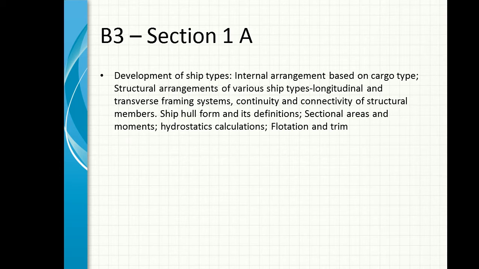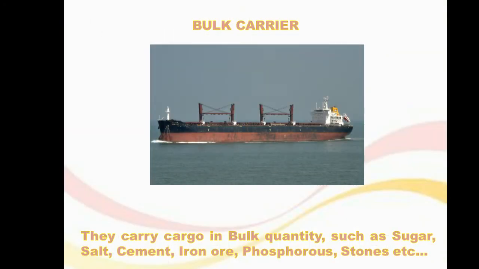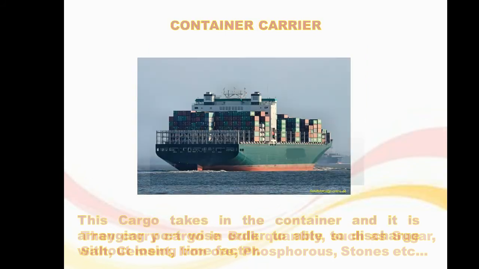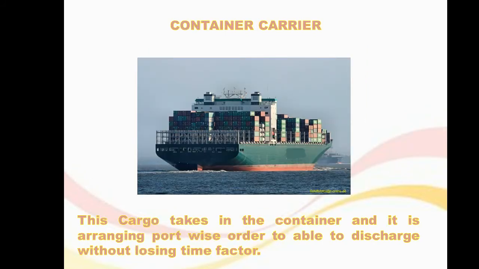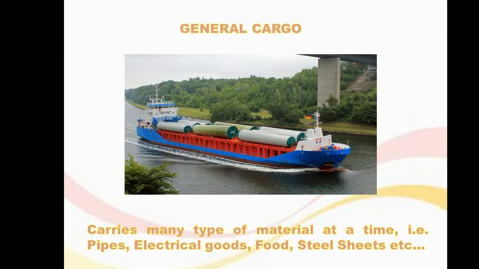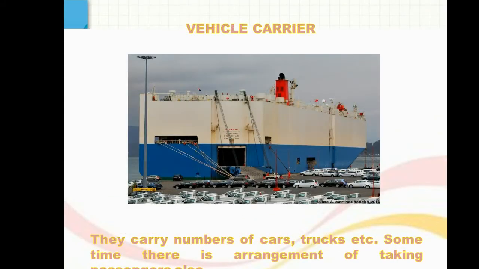So the ships are of many types, as I mentioned in the beginning. The bulk carrier carries cargo in bulk quantities. They may be carrying sugar, salt, cement, iron ore, phosphorus, stones, and they could be geared or gearless. The container ship, where containers are arranged port-wise, may be point to point. Container shipping is very wide nowadays. The general cargo ship can carry all kinds of cargo, pipelines, electrical goods, food, steel sheets, and they are versatile. They can go inwards.